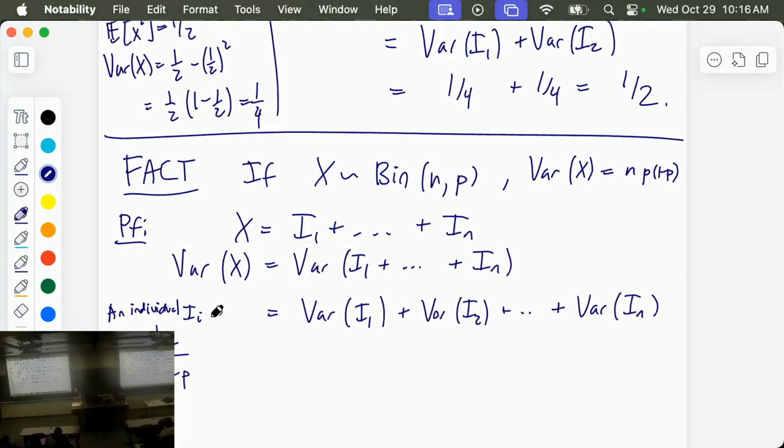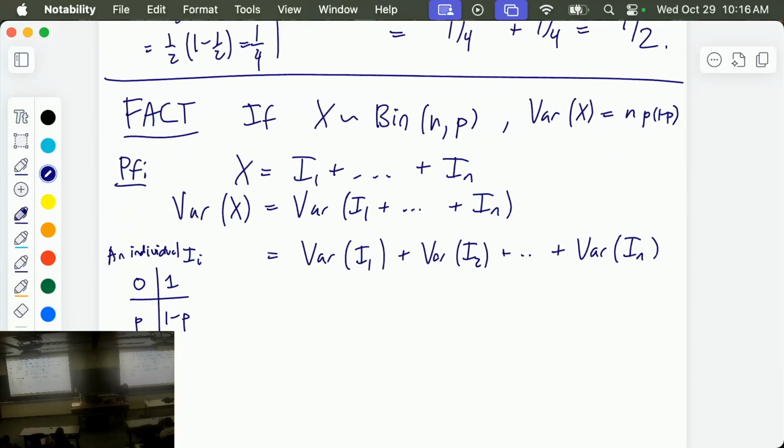So each of these individual coin flips is either 0 or 1. You can quickly calculate the variance of one of these coin flips.